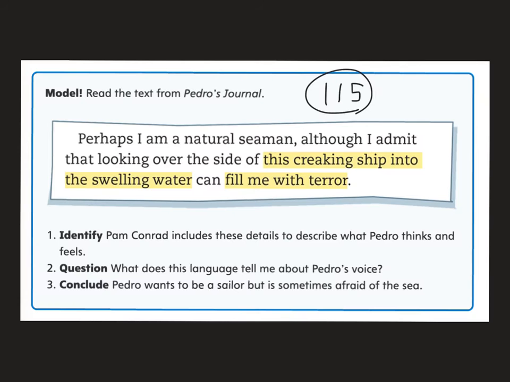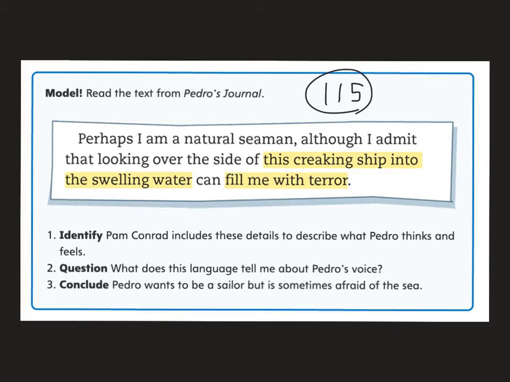Next, I have page 115, and we're going to read a passage from a story called Pedro's Journal. In this piece from Pedro's Journal, there are some highlighted words. Those highlighted examples are of precise language that really helps paint a picture for the reader, and we understand how the character might feel.